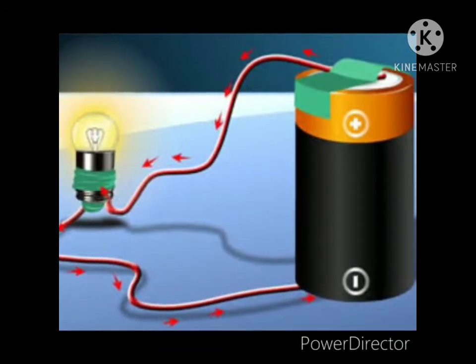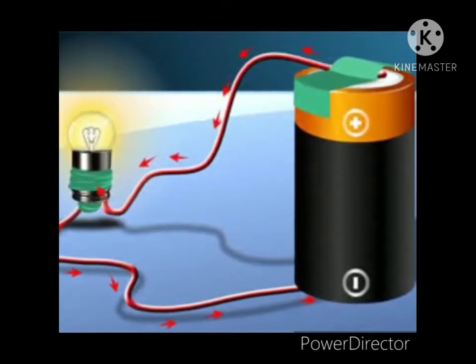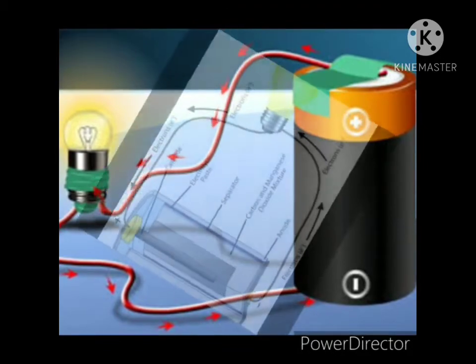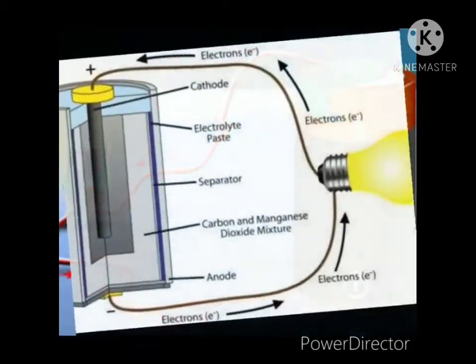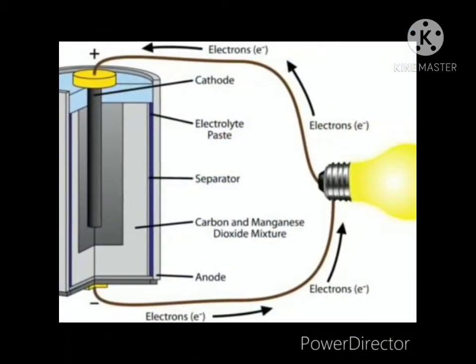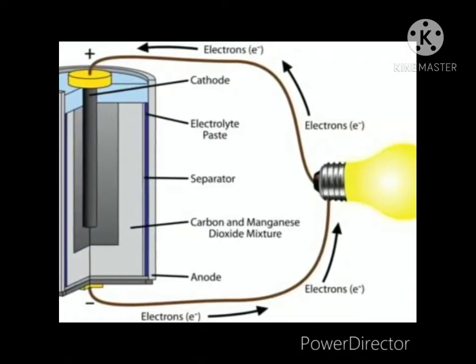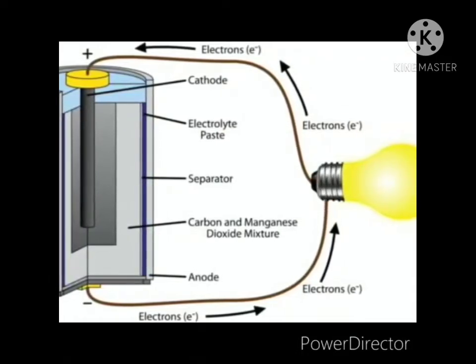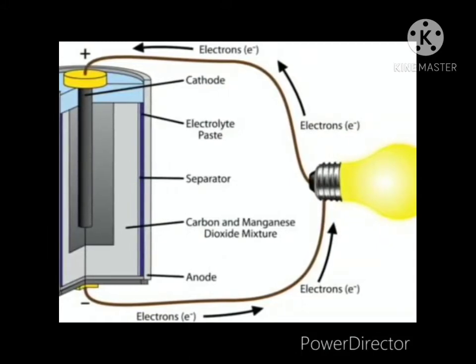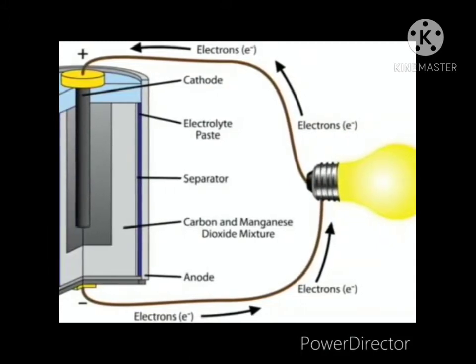A cell has two terminals, a positive terminal and a negative terminal. The metal cap at the top acts as the positive terminal and the base acts as the negative terminal. It is used in torch, camera, alarm clock.